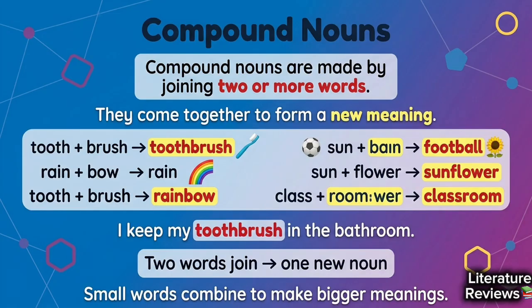Compound nouns are made by joining 2 or more words together. These words combine to create a new meaning. For example, tooth and brush become toothbrush.